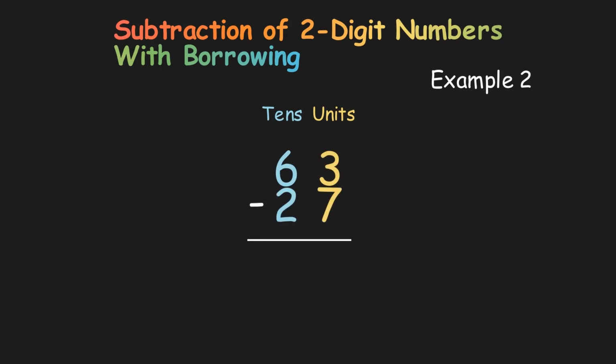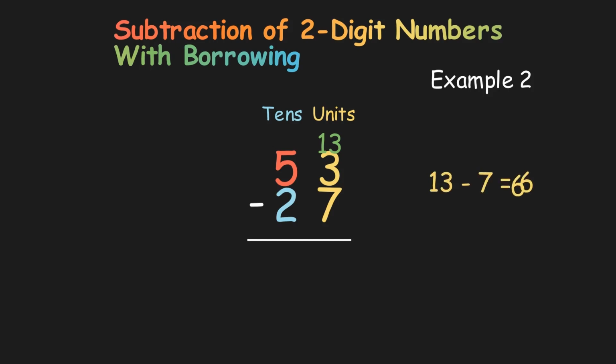Now, let's move to example 2, 63 minus 27. First, we line up the numbers carefully according to their place values. Tens under tens and units under units. We begin from the units column. But this time, we cannot subtract 7 from 3, because 3 is smaller than 7. So, we borrow 1 ten from the 6 tens. After borrowing, the 6 tens become 5 tens, and the 3 units become 13 units.